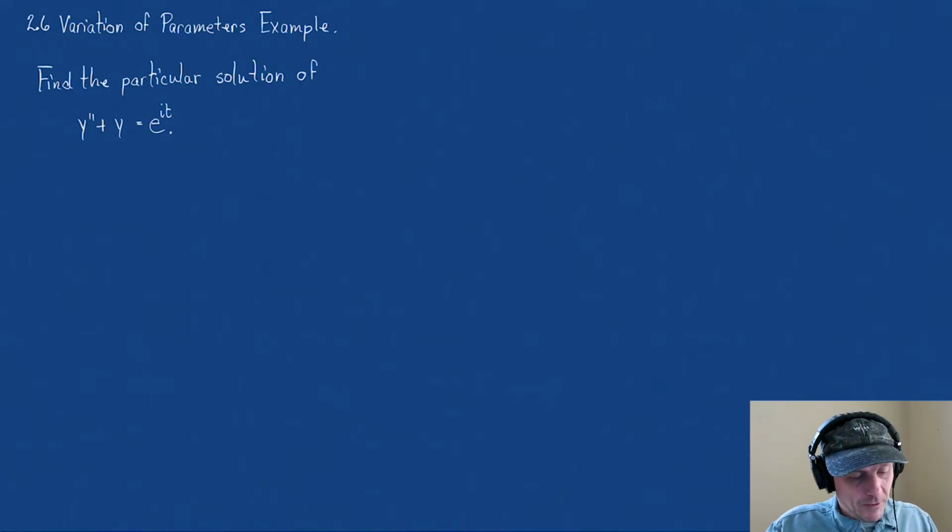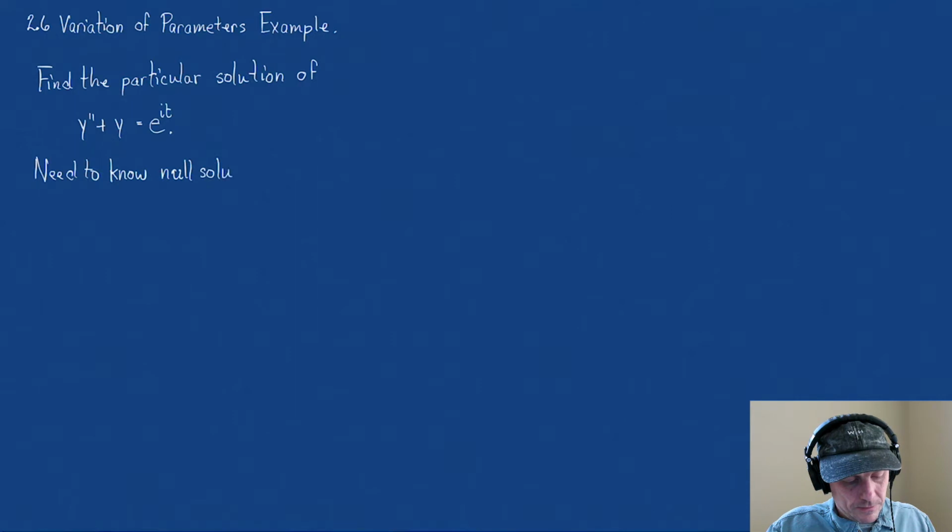Now, first off, variation of parameters starts by we need to know the null solution. And we do in this case. We've solved this one before. The null solution is C1 e to the it plus C2 e to the minus it.